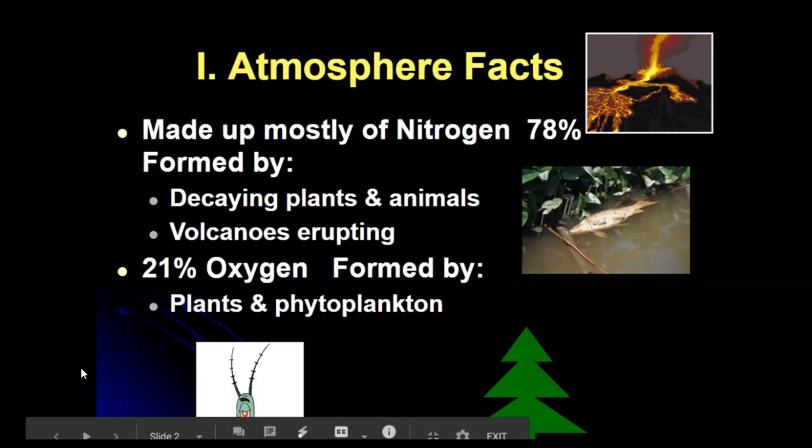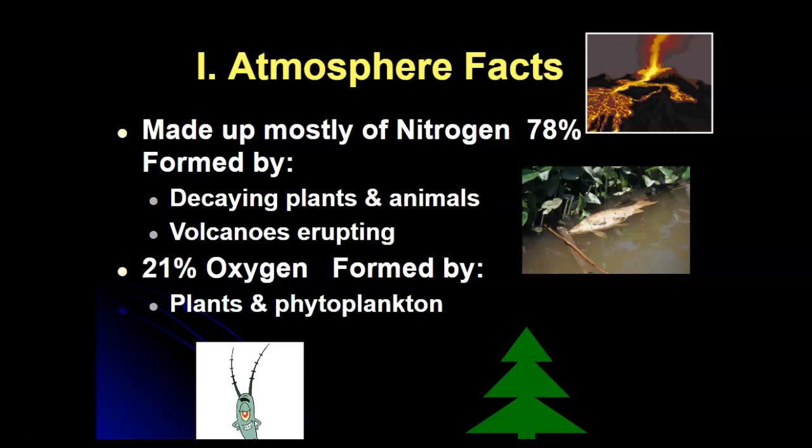Our atmosphere is a mixture of gases that surround the earth. It contains nitrogen, oxygen, and a variety of other gases. Our atmosphere is made up mostly of nitrogen, 78% of it actually, and that is formed by decaying plants and animals and volcano eruptions.